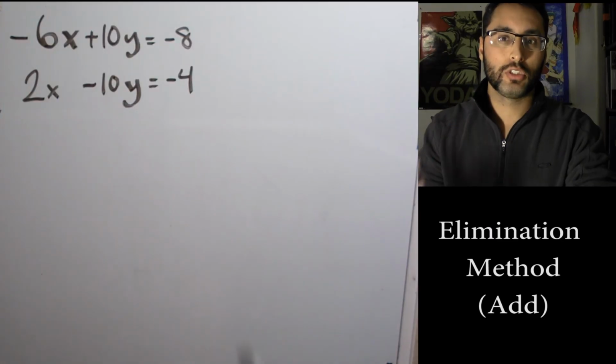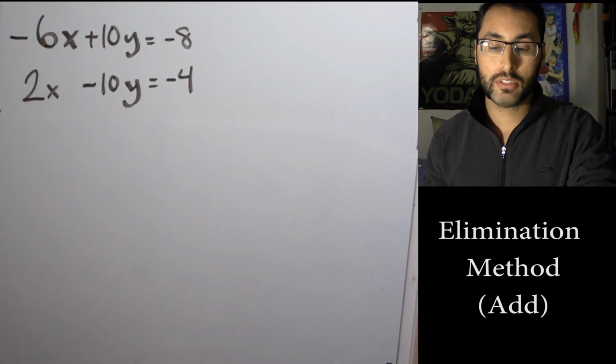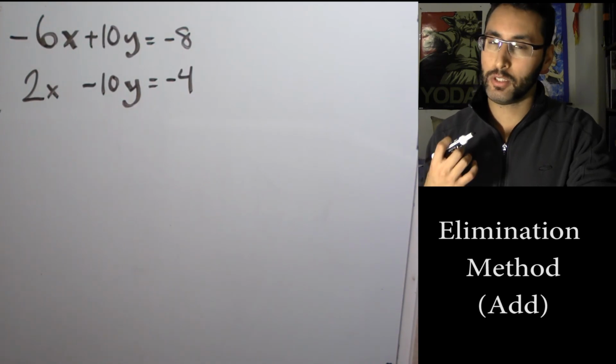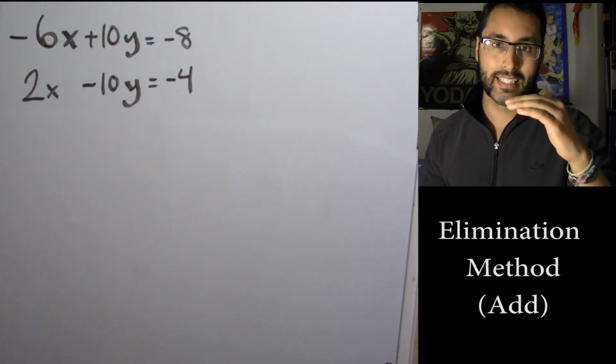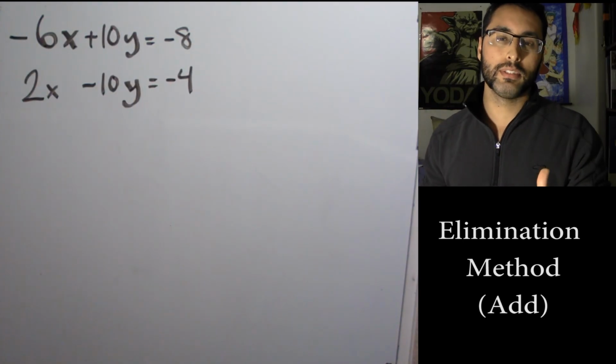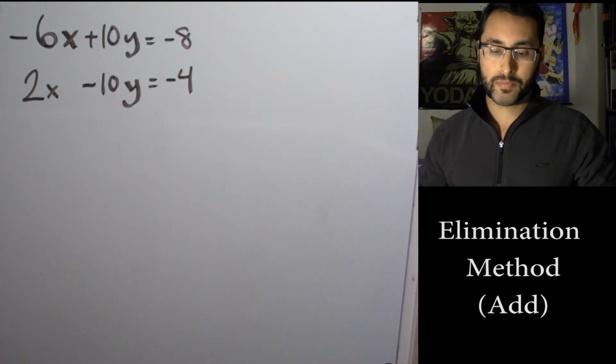The way that we go about solving this is in the name itself. It's called elimination. What you have to do is eliminate one of the variables. That's our goal here. Now in class I've told you that the steps are eliminate, solve, substitute, solve. So our first step is to eliminate one of these variables.